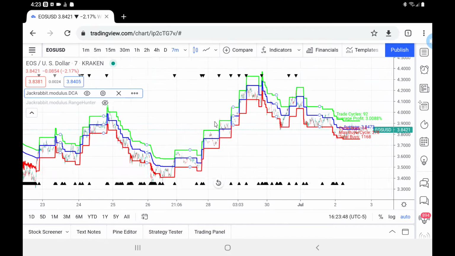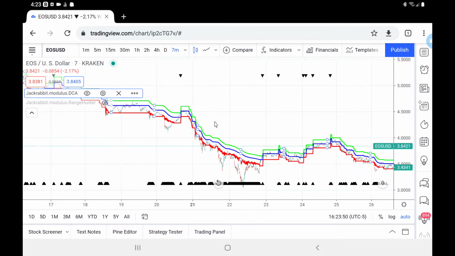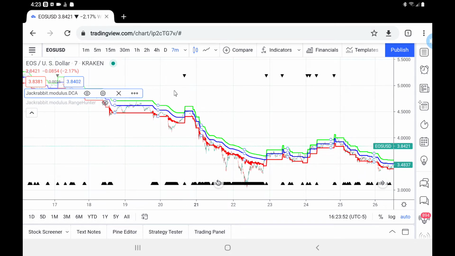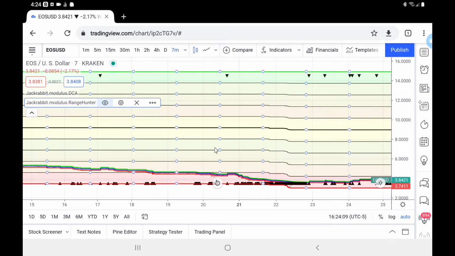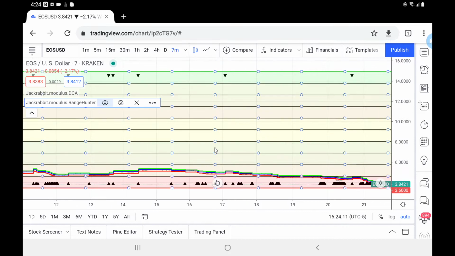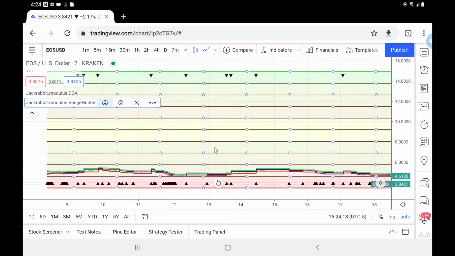So here we have a very good and strong, and you see this run was a headache. Now let's put this in context of Range Hunter. And we see why this run was such a headache. So now we have a reasonable starting point.